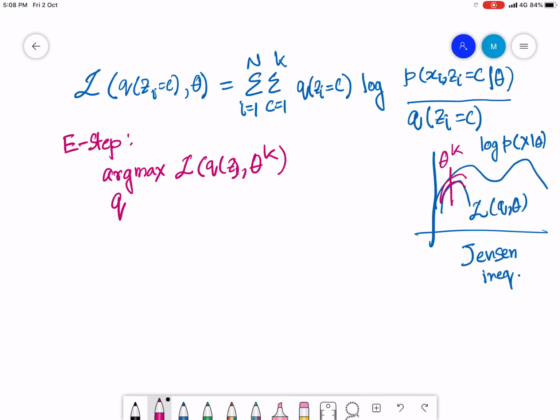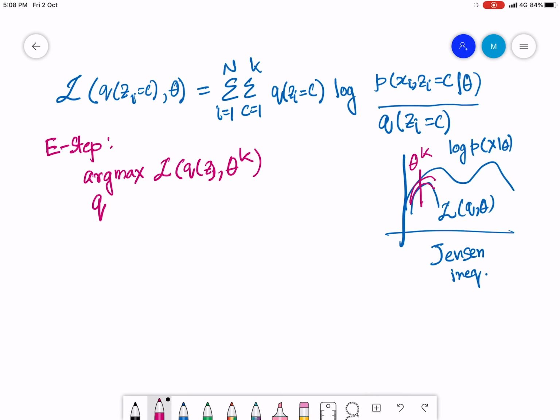Another way of saying this is that maximizing this L is equivalent to minimizing the gap, since it is a lower bound, between the original log likelihood and the lower bound. So let us get the expression for the gap. Remember the original log likelihood; let me write down the expression for it.